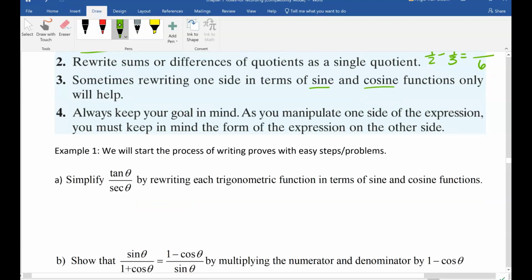Always keep your goals in mind. As you manipulate one side of the expression, you must keep in mind the form of the expression on the other side. Now, don't lose track of what you are trying to prove, and do not, again, remember, do not prove both sides at the same time, okay?